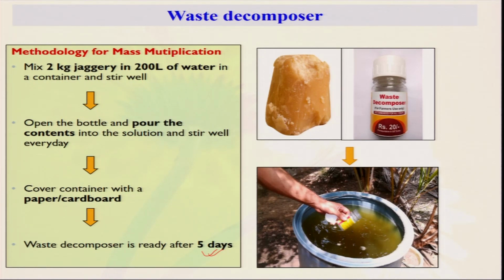Jaggery is the source of food. This is the source of energy. By getting this food, they will multiply like anything, so that within 5 to 6 days, 200 liter of solution is ready for your application, only from one bottle.